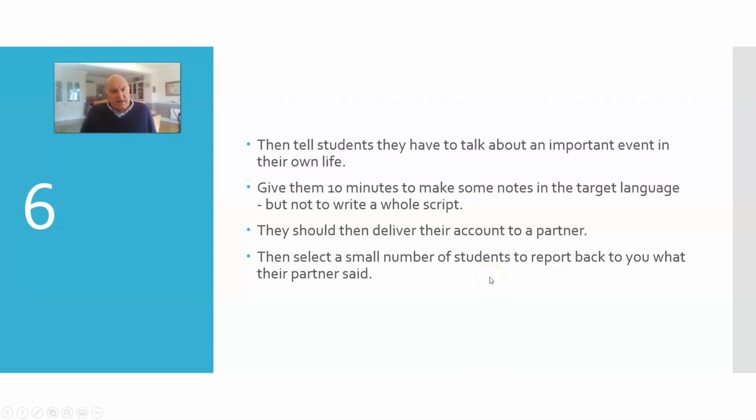Now, if the class is ready for this, and this might be in a following lesson, for example, students could then talk about an important event in their own life. It could be based on their own picture. So you could give them 10 minutes to make some notes in the target language, but not to write a whole script. You don't want them writing this out. It needs to be somewhat more spontaneous, and then they could deliver that account to a partner.